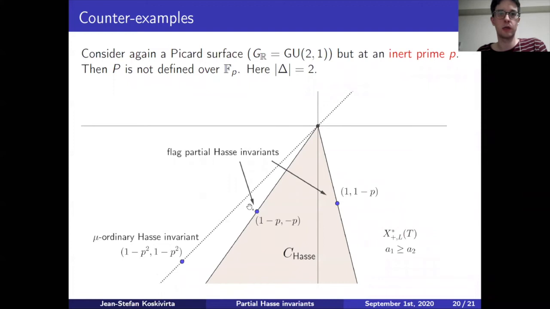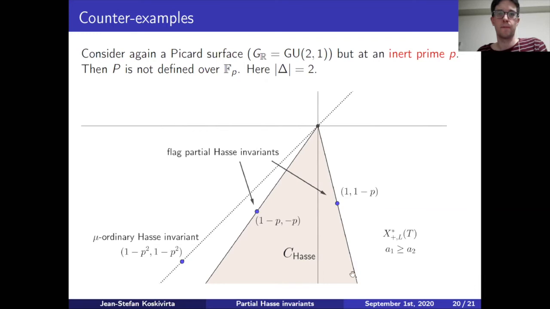Still, in this example, it is quite easy to see. For example, the zip cone is the cone generated by this one and this one of the flat partial Hasse invariants. So it's quite easy, right?